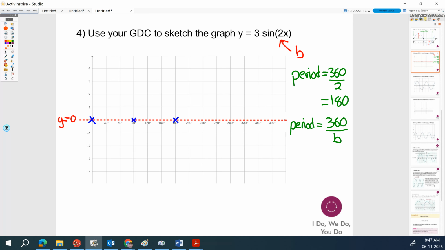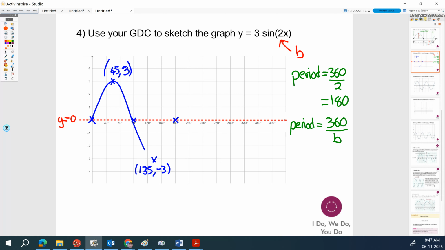Our peak is going to be at 3. So our peak is halfway between these two. Halfway between 90 and 0 is 45. So our peak is going to be here at 45, 3. Our trough is going to be halfway between these two. So that's going to be at 135, minus 3.